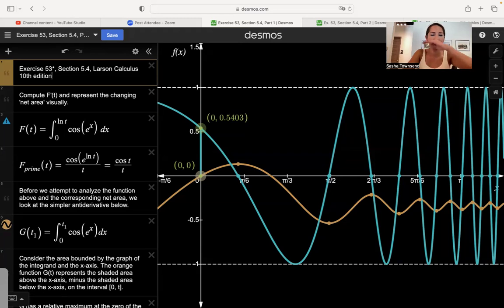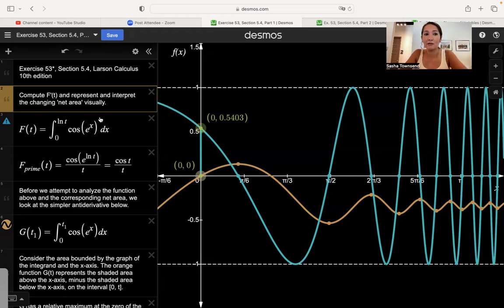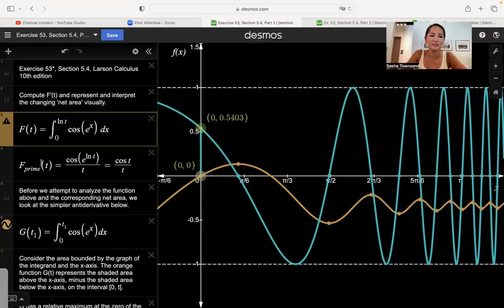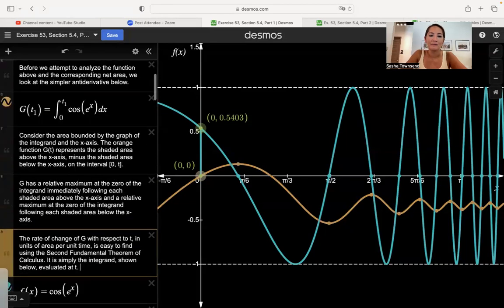If you want to find the original problem, you can find it there, but I've modified it. I've changed some of the variables, and then I've added this request that we represent and interpret the changing net area or accumulation function visually. Okay, so this is the function we're interested in. But first, rather than looking at that function, we're going to look at this g of t, where g of t is the integral from 0 to t of cosine of e to the x dx.